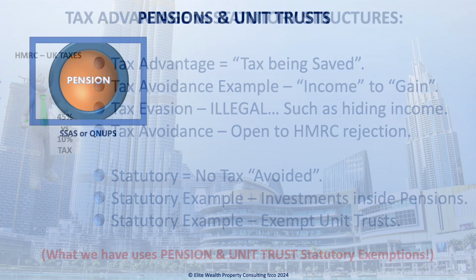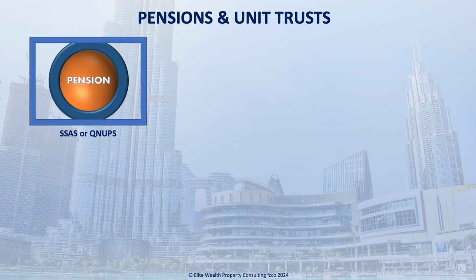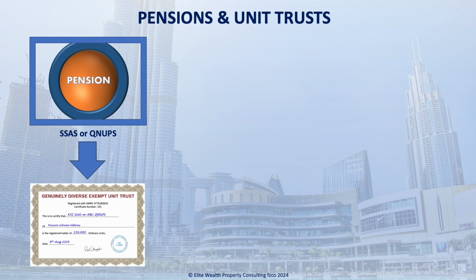First of all, we have to start off with a pension. If you're running a UK business, that pension may well be a SSAS, which is a small self-administered scheme. If you're based outside of the UK and you've got personal money, you may well be using a QNUPS, which is a qualifying non-UK pension scheme. The key thing is you start off with a pension of either a UK or an offshore variety, and the pension scheme buys units in a unit trust. So that's what's happening. Pension scheme is buying units, making an investment.